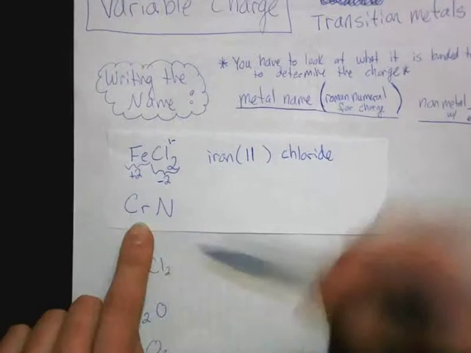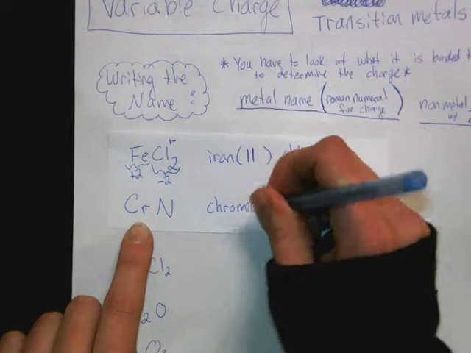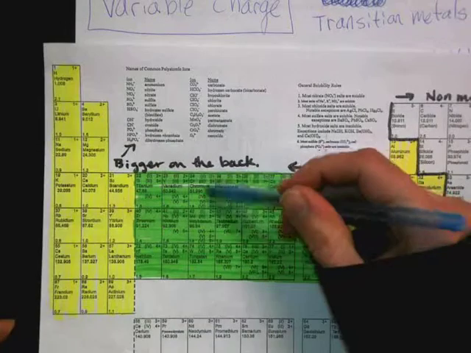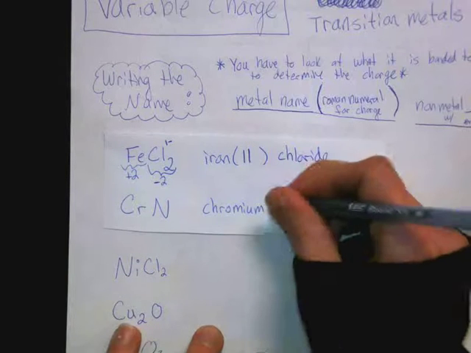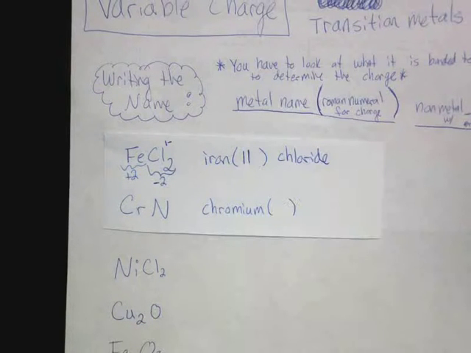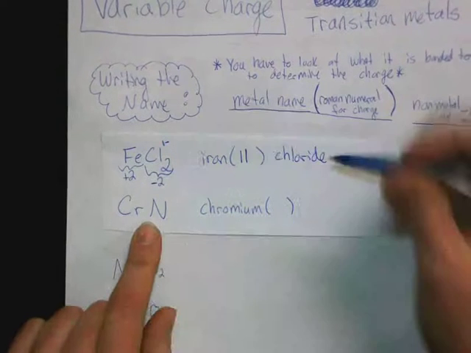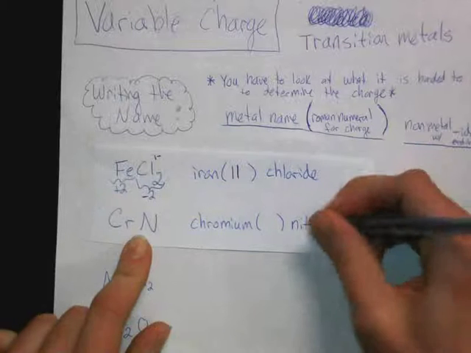Let's look at the next example. CrN. Cr is chromium. If I find it on the periodic table, we can have a variety of charges. So we do know it has a variable charge. I'm going to put parentheses, fill them in later. And then N is nitrogen. So I'm going to put nitro, and then I'm going to change that into an IDE ending.